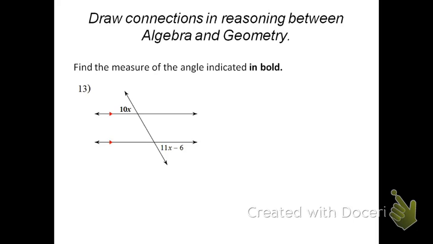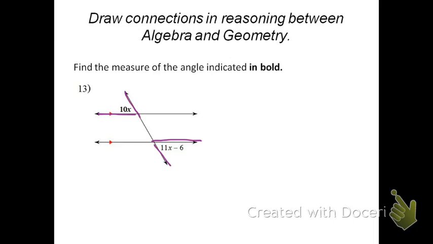Okay, number 13. We want to find the measure of the angle indicated in bold. So, we're talking about that top guy right there, 10x. We want to find the measure of that angle. And again, I still want you to stress, what is the relationship? I still want you to be thinking in your mind. The best thing you can do is reinforce any term or concept that we have just highlighted. So this 10x angle, we could call it alternate exterior. They are on alternate sides of the transversal, and they are both part of some type of exterior.